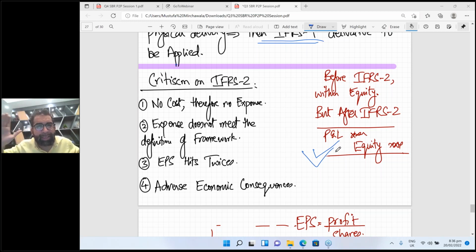So the whole accounting world stood up, and they raised these four questions. They said these are the problems with IFRS 2, but the standard board gave a reply. So please listen very carefully. These are all technical things. This will help you think more.